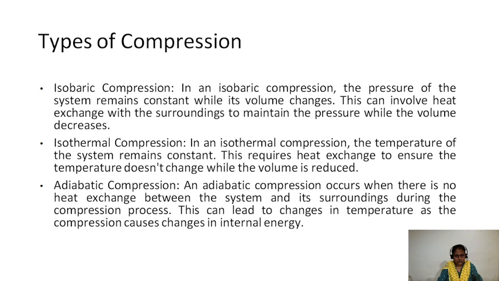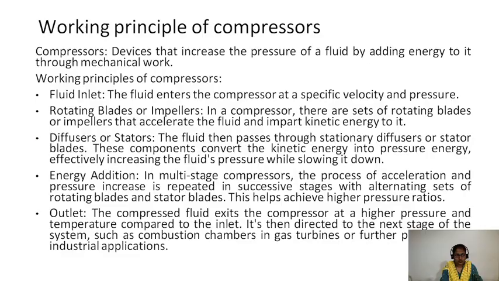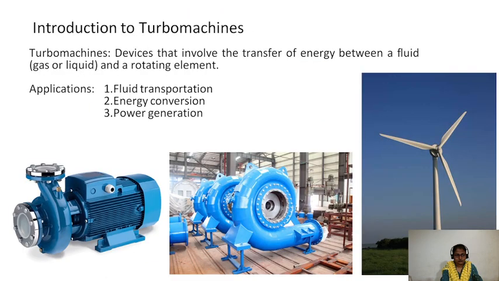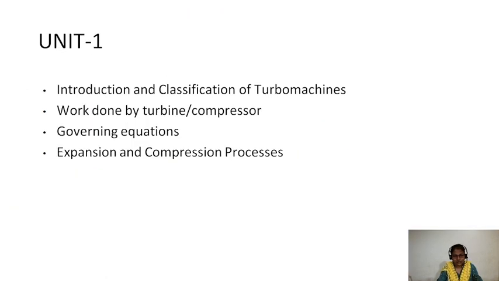Now with this we covered all the aspects of unit 1 very briefly, what we were supposed to cover. So we covered almost every aspect of unit 1 very briefly, that is introduction and classification of turbo machines, work done by turbine or compressor, governing equations, expansion and compression processes. Next we will be discussing unit 2.